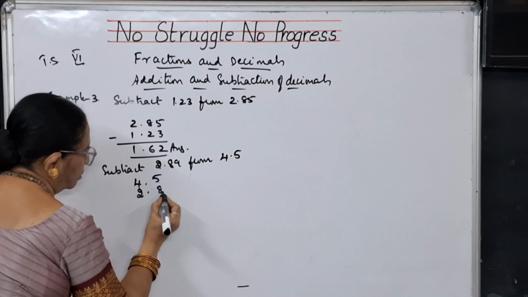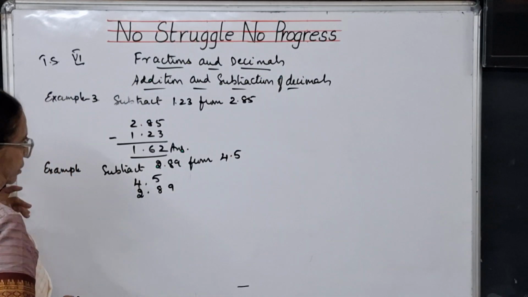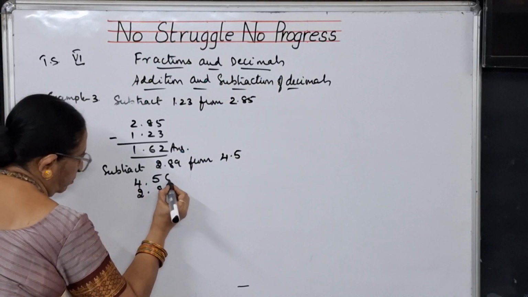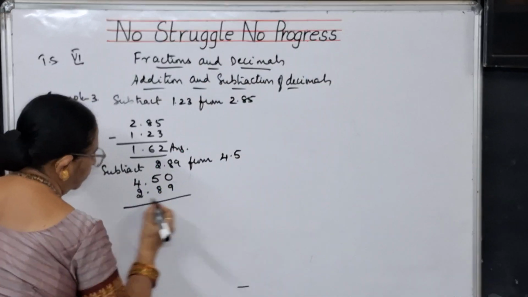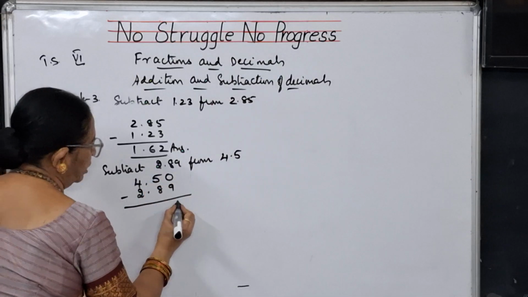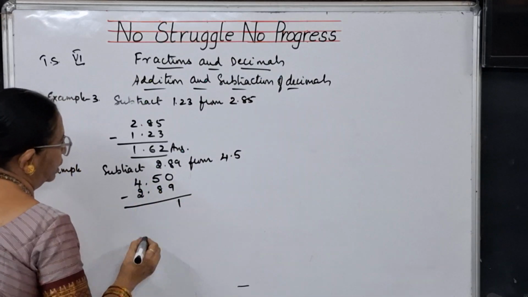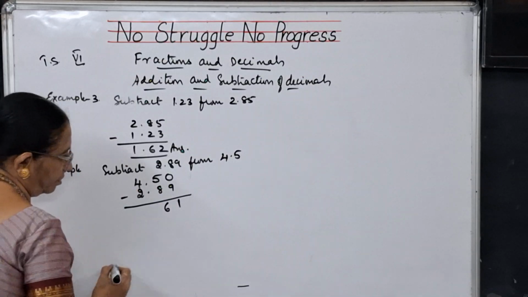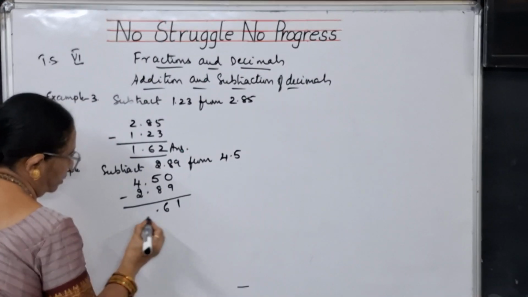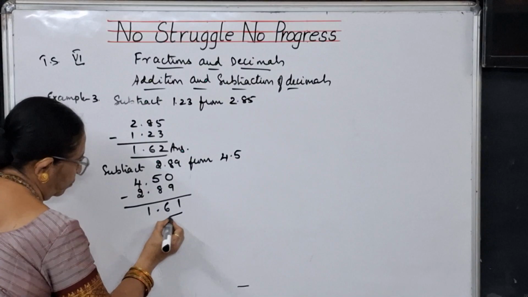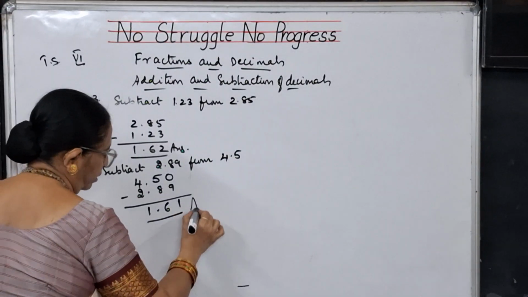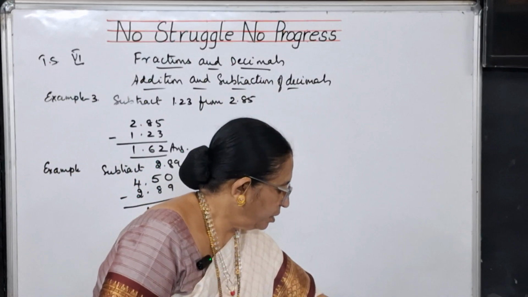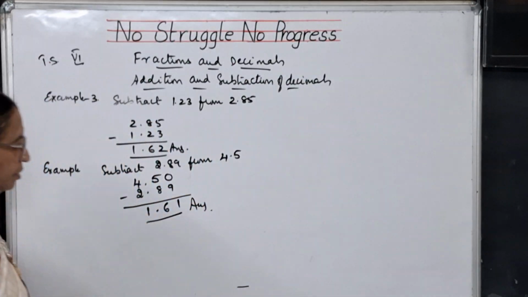So 8 is in the tenths place, 9 in the hundredths place. But here there is no number for the hundredths place, so I am taking 0. Now I need to subtract. 10 minus 9 is 1, 4 here. So 14, borrowing here. 14 minus 8, 6. Point. Here 3 minus 2, 1. 1.61 is the answer for this problem, children. Please copy it.